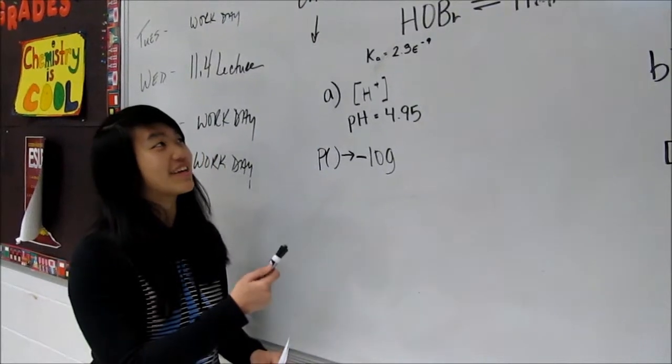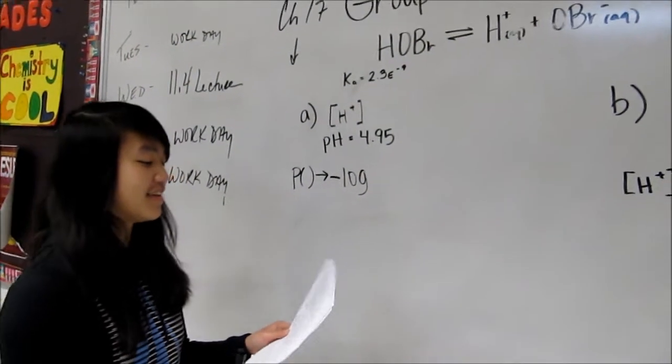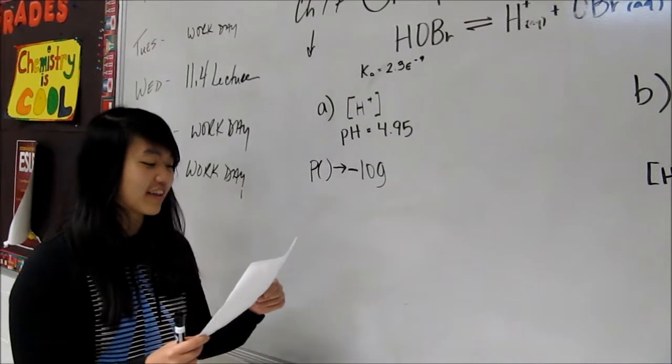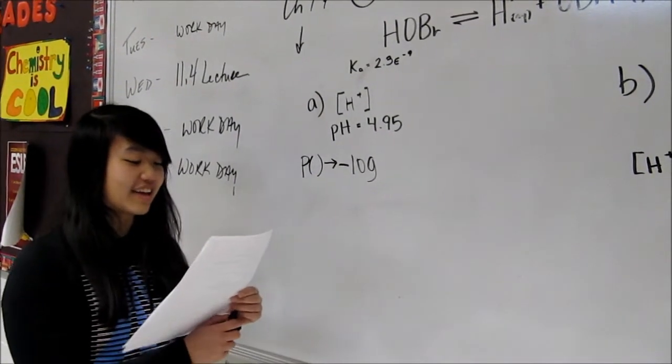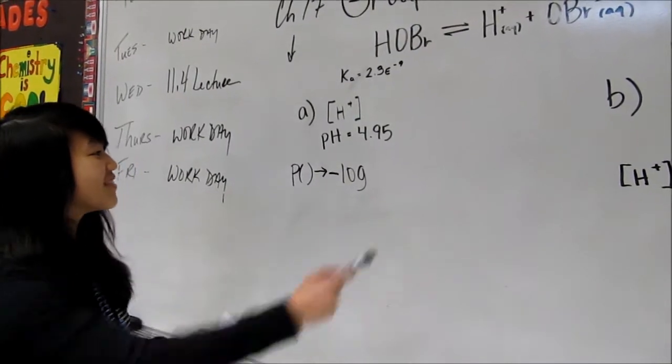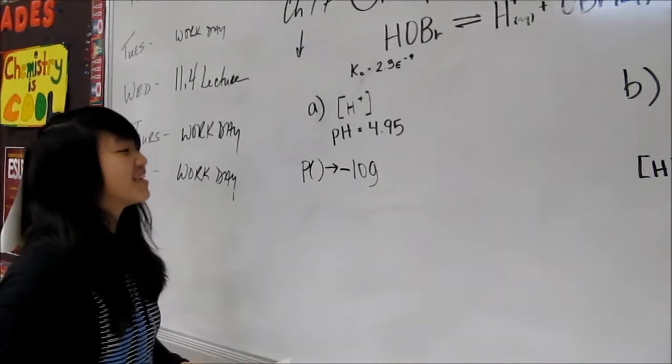This is Group B, FRQ number 2. For part A, we're asked to calculate the concentration of hydrogen in an HOBr solution that has a pH of 4.95.